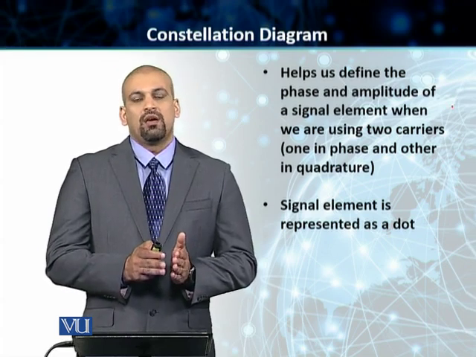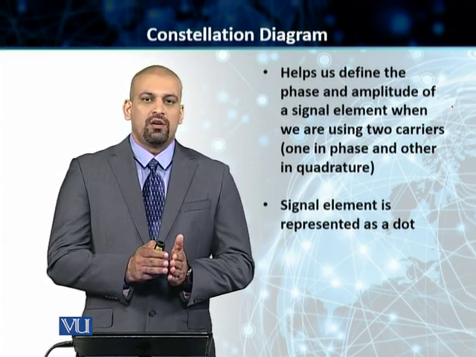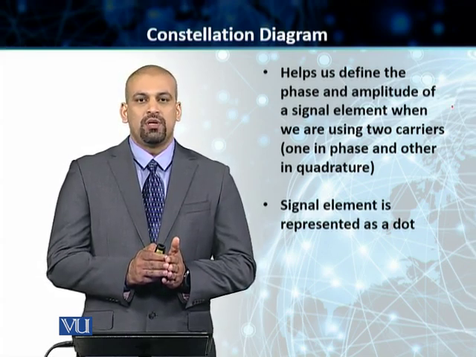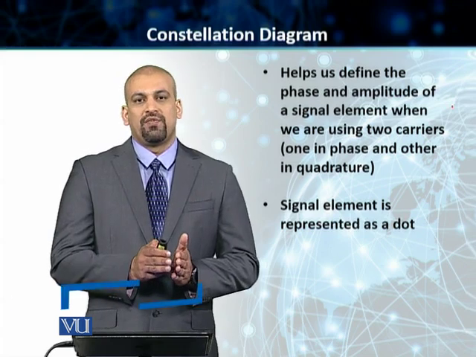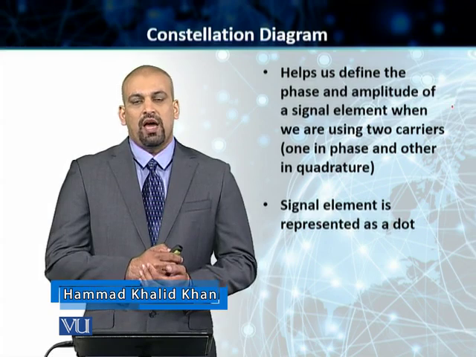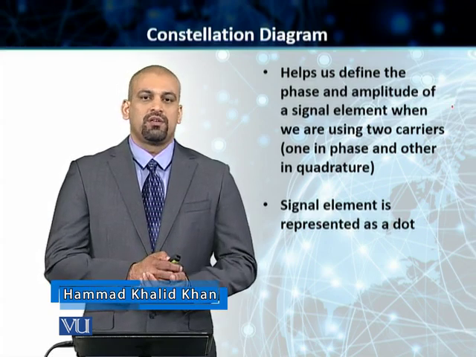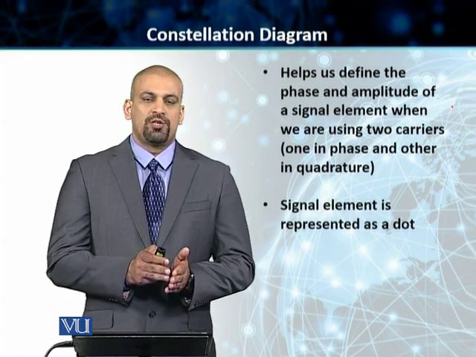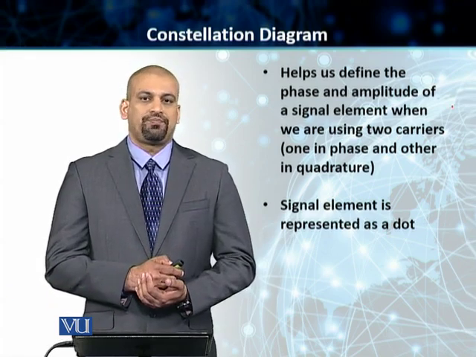In the ASK, we varied amplitude and kept the frequency and phase constant. FSK, we varied the frequency and kept the amplitude and phase constant. And in PSK, we varied the phase and kept the amplitude and frequency constant.